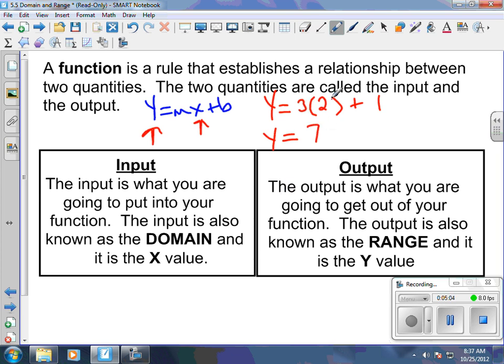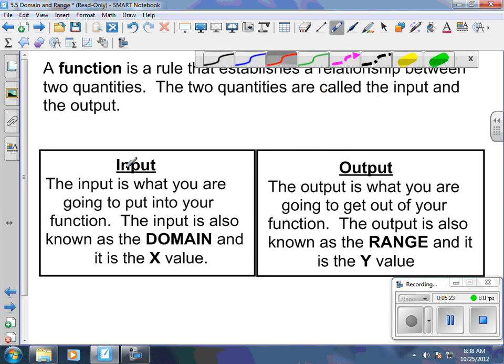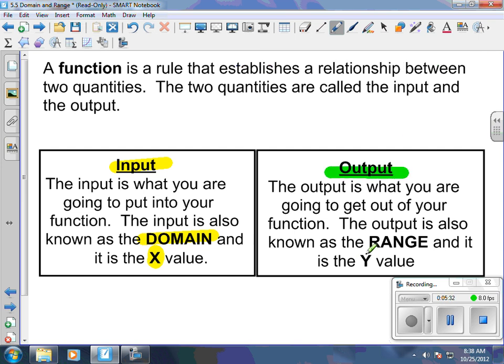So 2 and 7 are points on this line. That is an input-output, a function. X goes in, y comes out. That is why input is also known as your x value, and it's also called your domain. That is also why output is also known as your y value, and it is called your range.